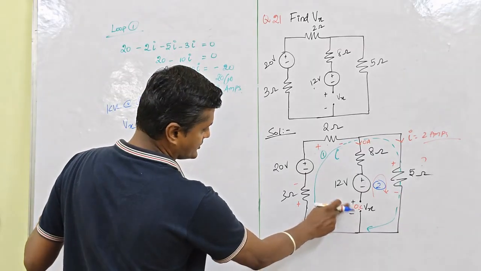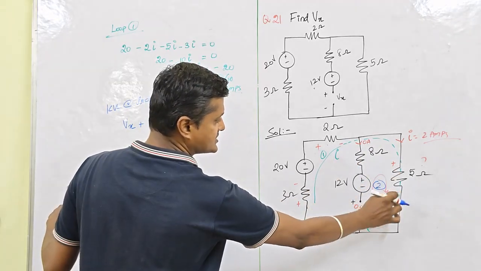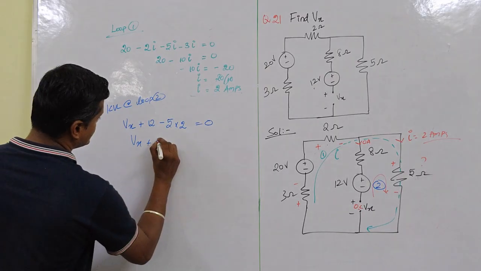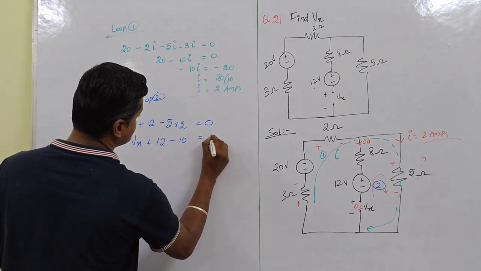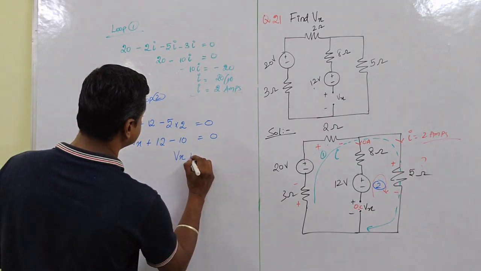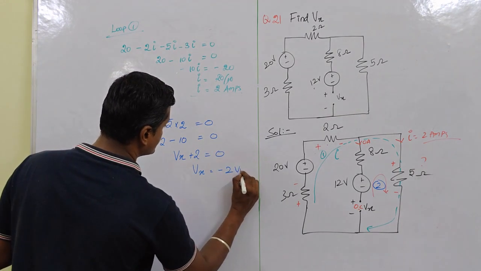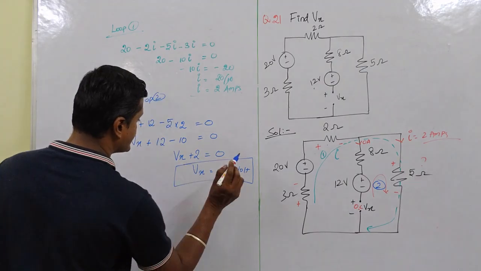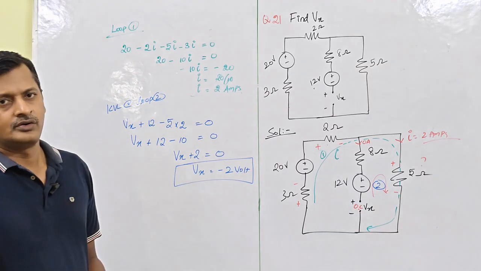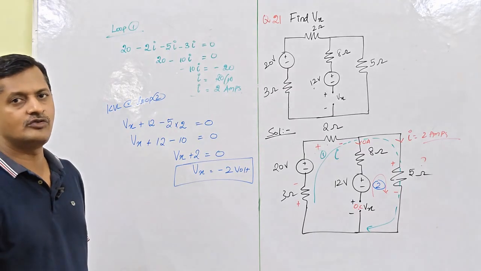So plus Vx, plus 12. Here the voltage is 0. Substituting 0, minus 5 into 2, is equal to 0. What is the value? Vx plus 12 minus 10 is equal to 0. So Vx plus 2 is equal to 0. So Vx is equal to minus 2 volt. Right? It is another method to find the value of Vx.